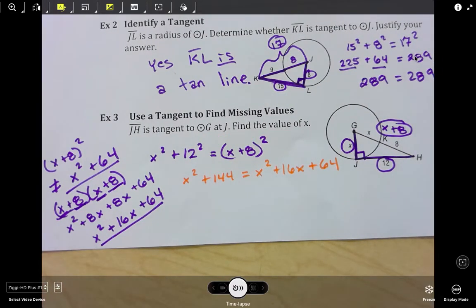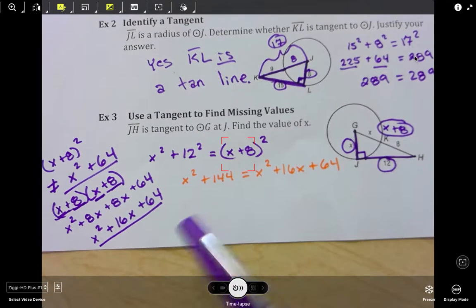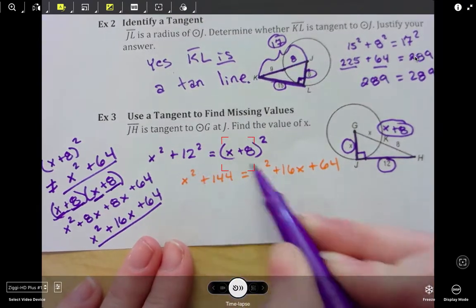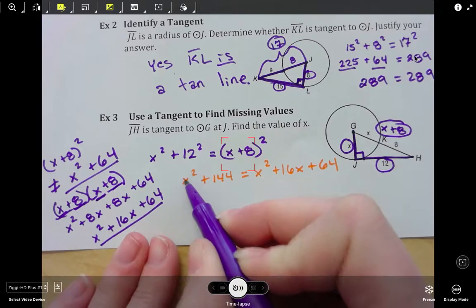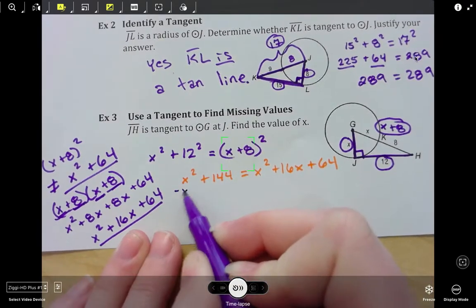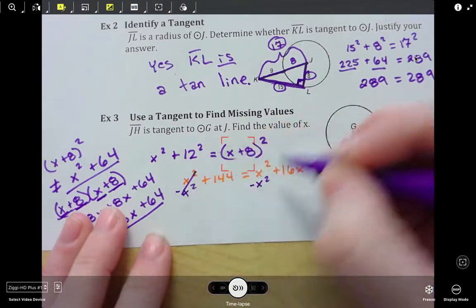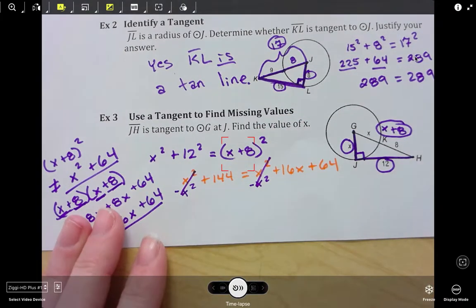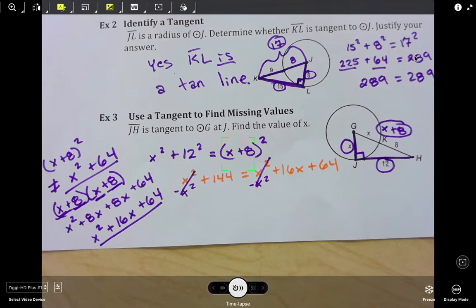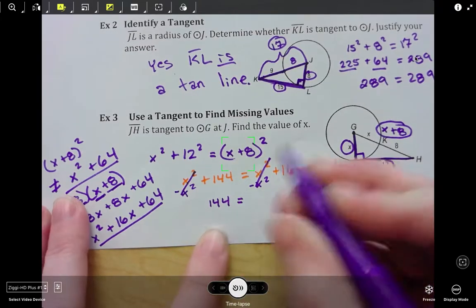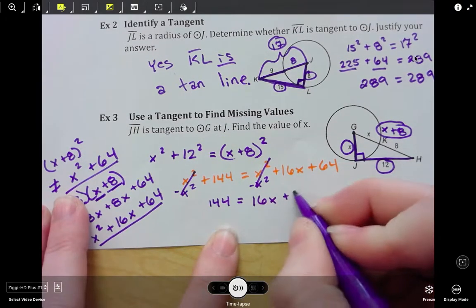Okay, so what I see from this equation is that x squared and x squared, those two I want to kind of join together. So I'm going to move this x squared onto the other side, and I can only do that by subtracting an x squared. So minus x squared, minus x squared. I cross those two out. That's kind of nice. I like it when x squared crosses out, because then I don't have to deal with square rooting or doing anything like that. Right? So I've got 144 equals 16x plus 64.